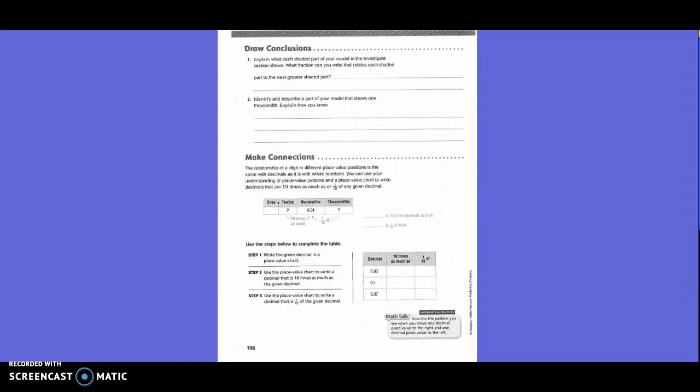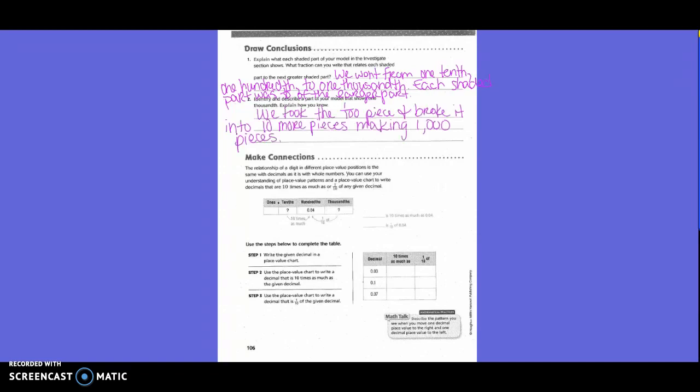Draw conclusions. Explain what each shaded part of your model in the investigate section shows. What fraction can you write that relates each shaded part to the next greater shaded part? We went from 1/10, 1/100 to 1/1,000. Each shaded part was 1/10 of the larger part. Number 2, identify and describe a part of your model that shows 1/1,000. Explain how you know. We took the 1/100th piece and broke it into 10 more pieces, making 1,000 pieces.